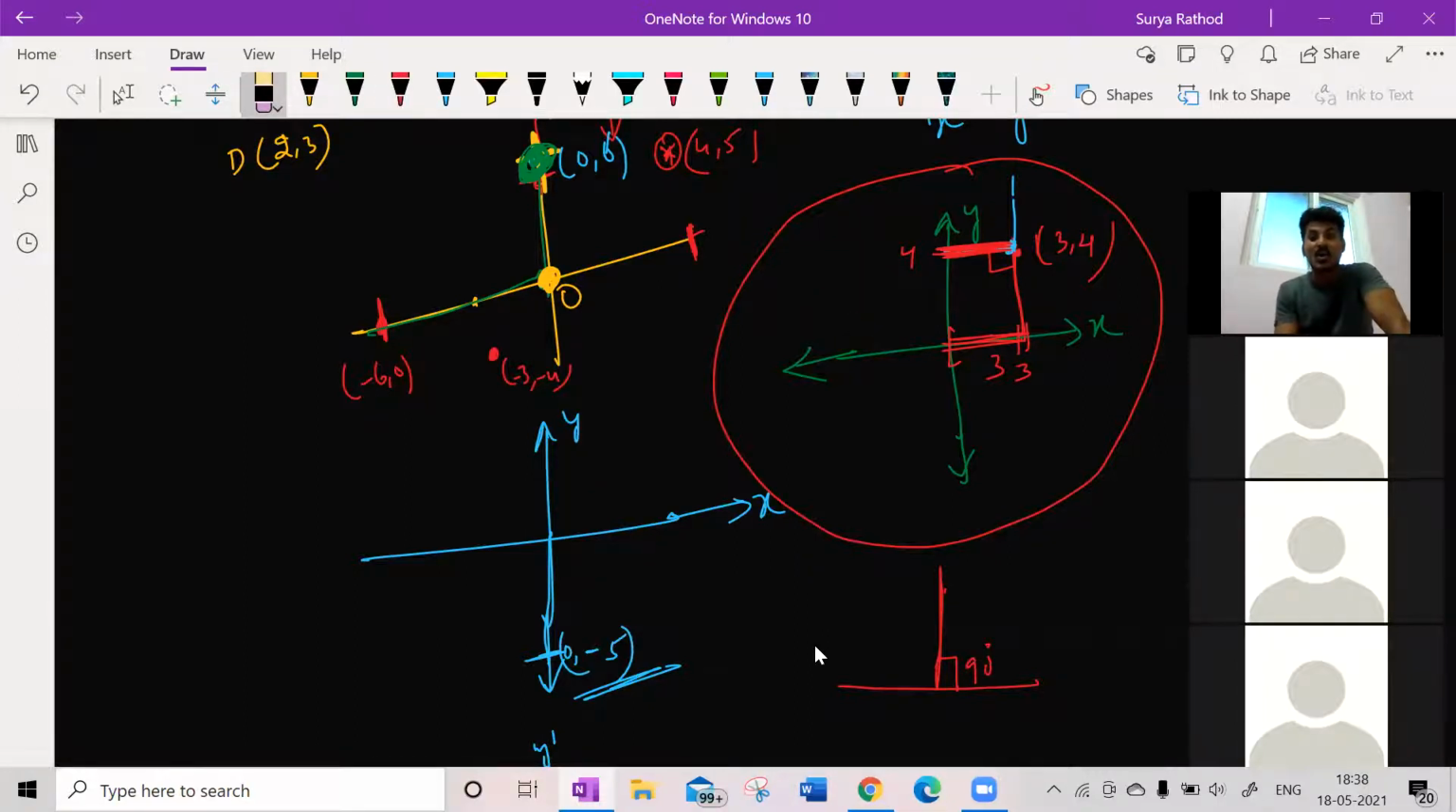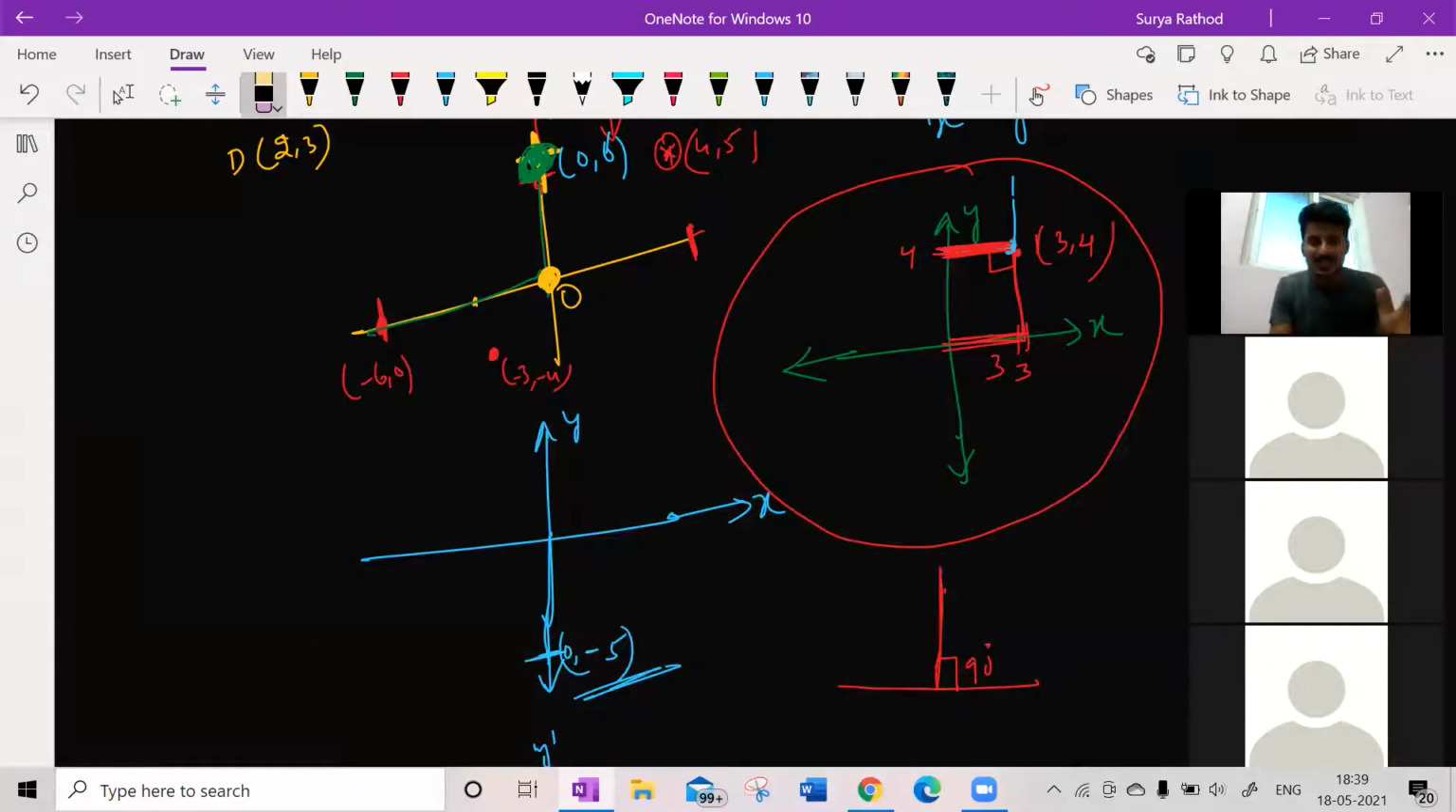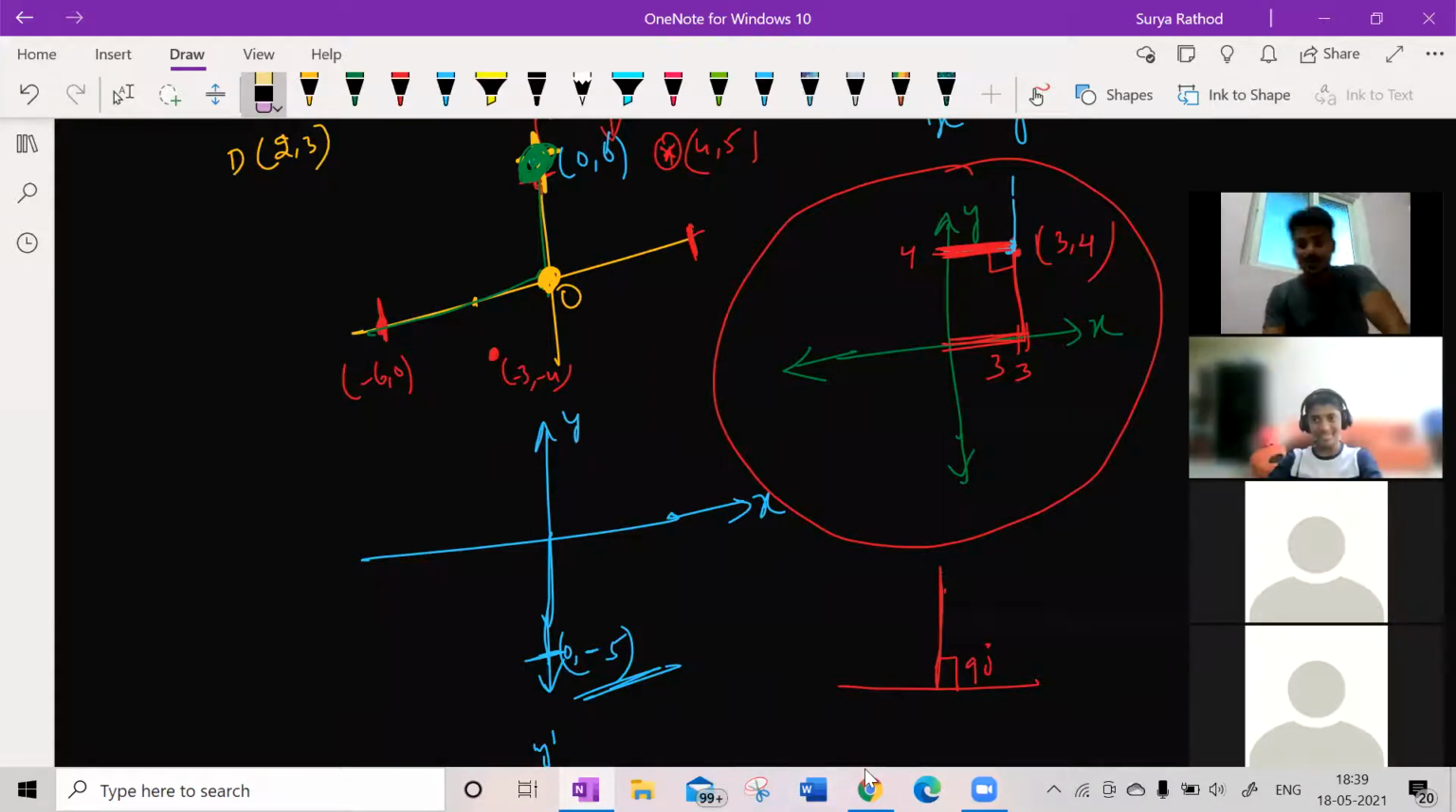Perpendicular distance is 3 from the y-axis. This is my y-axis. This is my x-axis. I have a point 3 here. So from this y-axis, what is this distance? 3 centimeters or 3 units. Getting my point? Units could be anything: centimeters, meters, kilometers. If he gives kilometers in the graph, you have to convert into meters, into centimeters. Clear?